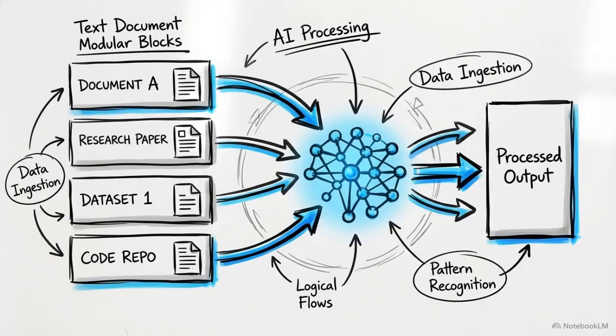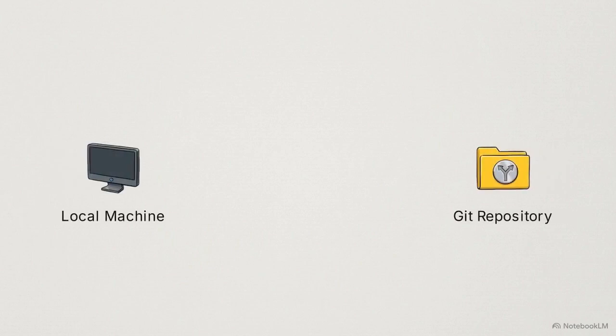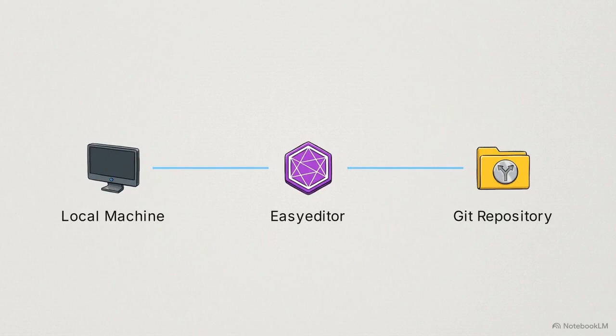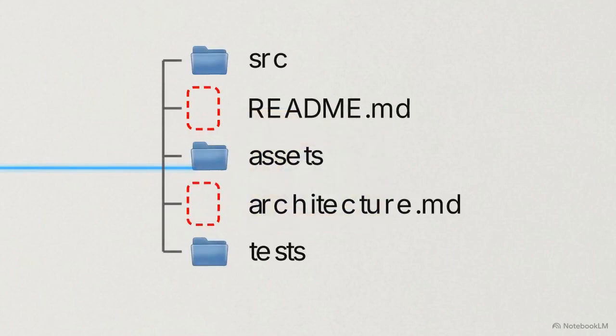In this workflow, we will use Easyeditor to generate comprehensive technical documentation using AI and commit it using the built-in Easy-Git workflow. This diagram shows the setup. You need a local computer running Easyeditor connecting to a local Git repository. Easyeditor bridges the two. Notice the Git repository node. It represents a typical project folder completely lacking any documentation files. We are starting from zero.